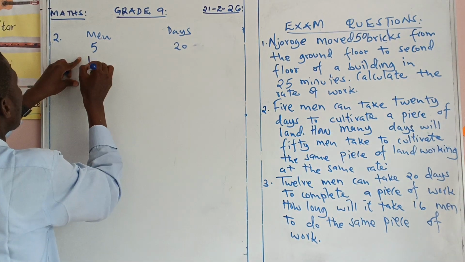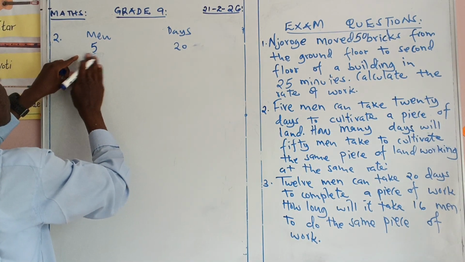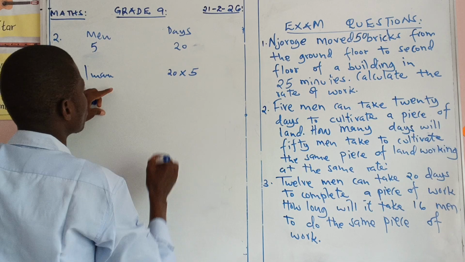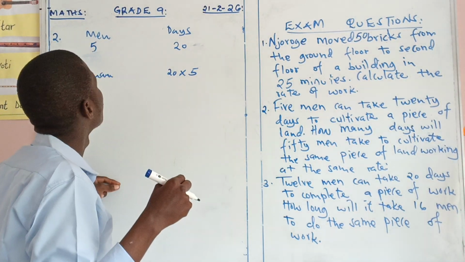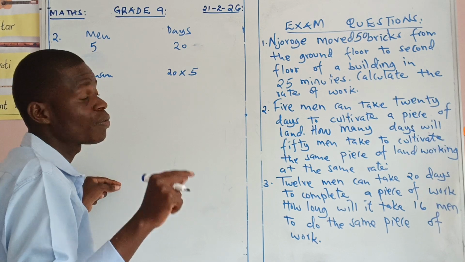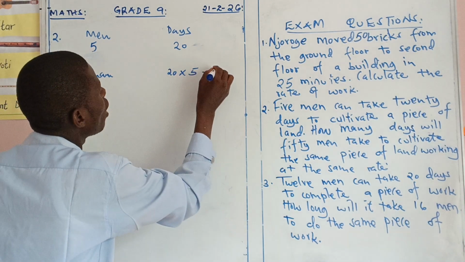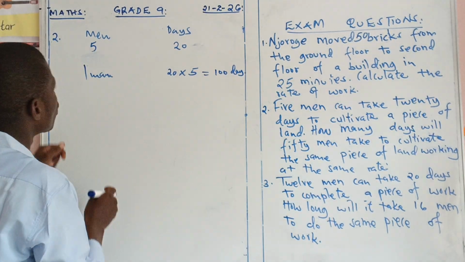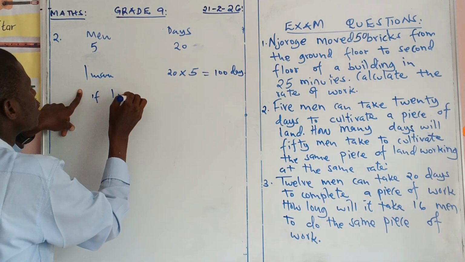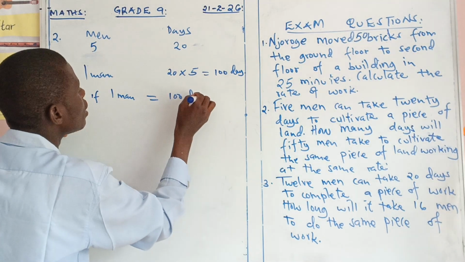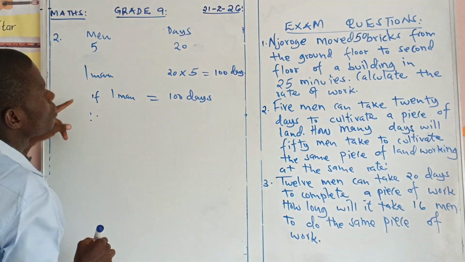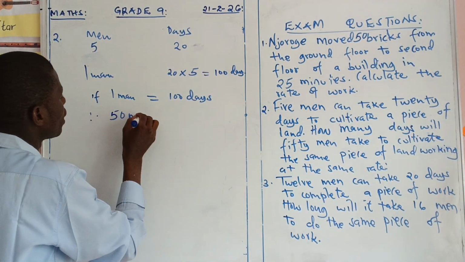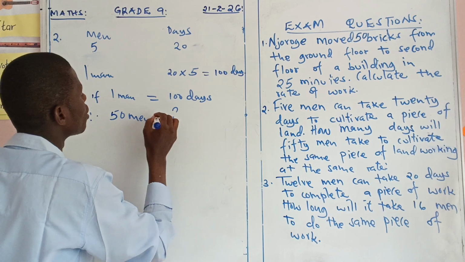So you say if 5 men take 20 days, one man will take 20 times 5 if you cross multiply, which is 100 days. So one man will take 100 days. So if one man takes 100 days, how many men are we being asked? 50 men working at the same rate. So what about 50 men? How many days will they take?